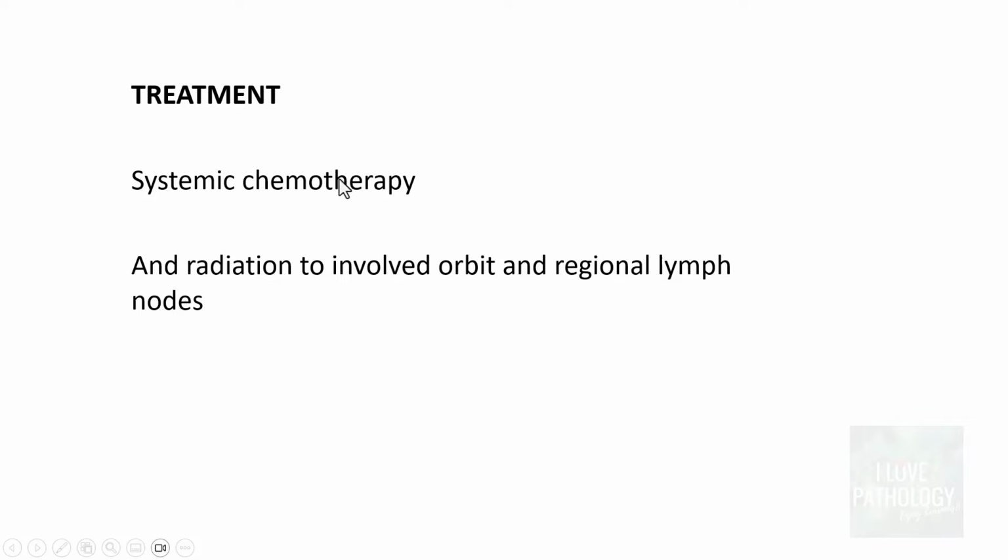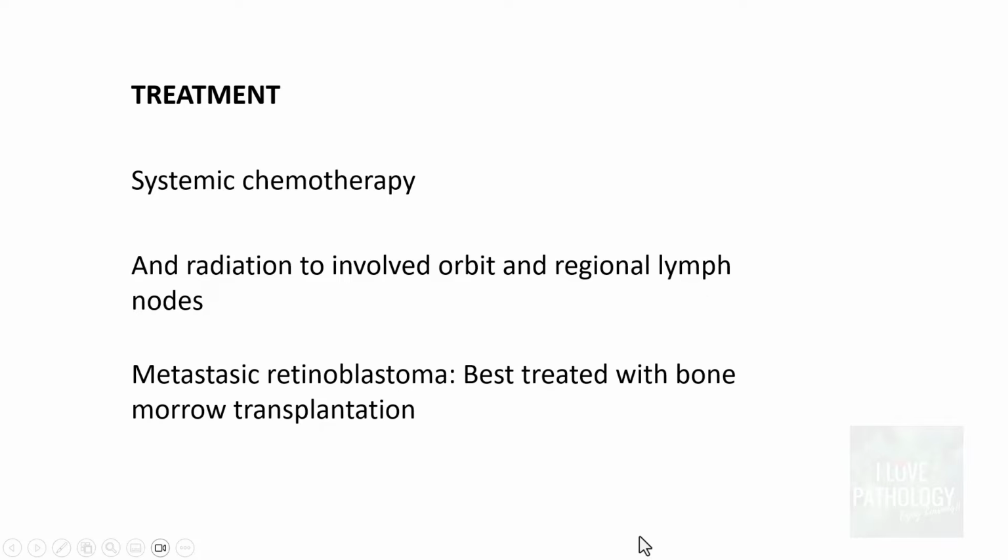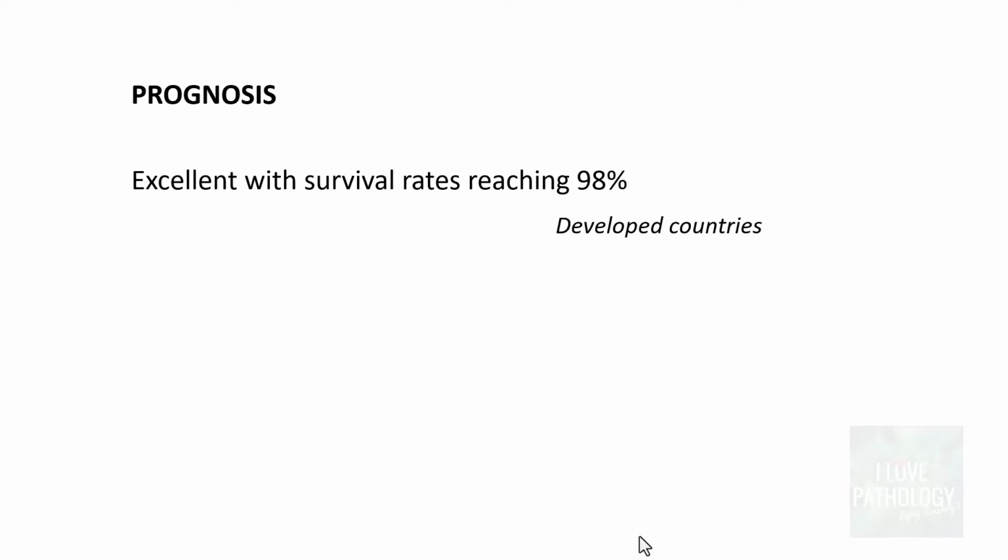How do you treat these retinoblastomas? Most often treated by systemic chemotherapy, and chemotherapy is always combined with radiation to the involved orbit and regional lymph nodes as well. Okay, but when the retinoblastoma is already metastatic, or if it has metastasized to distant sites, then these are the cases which are best treated with bone marrow transplantation.